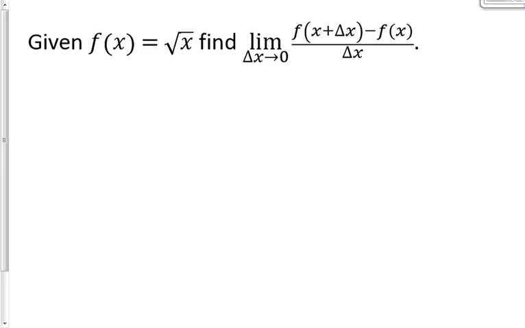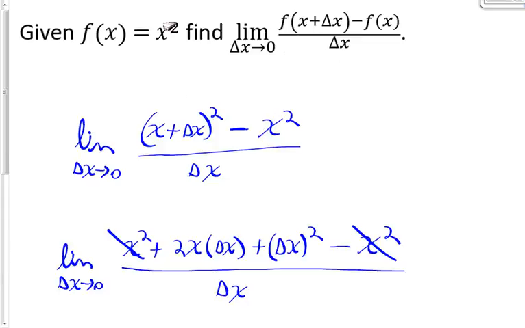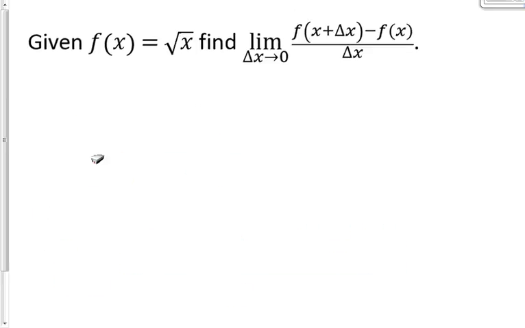Okay, let's take a look at a second example here. Once again, we're taking the limit of the difference quotient as delta x approaches 0. This is how we're going to find the slope of a tangent line. The tangent line in this case is the line tangent to the square root function as opposed to the squaring function. So I'm going from this polynomial function, the squaring function, to this radical function, the square root function.